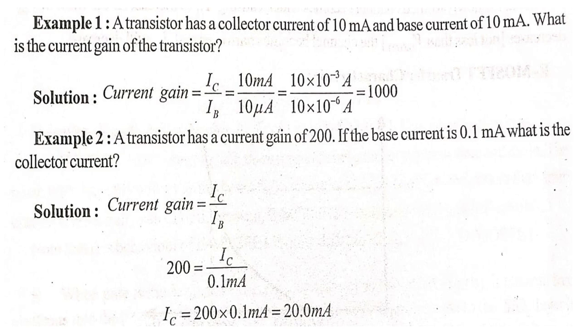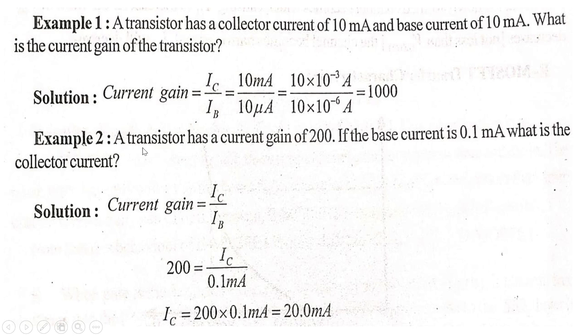Now see some numerical. First, a transistor has a collector current of 10 milliampere and base current of 10 microampere. What is the current gain of the transistor? Current gain equal to IC upon IB, that is equal to 10 milliampere upon 10 microampere, that is equal to 10 into 10 raised to minus 3 ampere upon 10 into 10 raised to minus 6 ampere, that is equal to 1000, that is current gain.